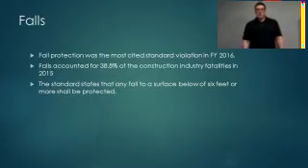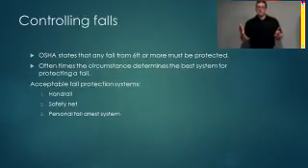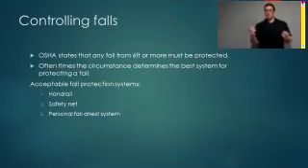So controlling falls, OSHA has basically three main systems that they use for controlling falls, either handrails, some sort of safety net, or a personal fall arrest system like a harness.